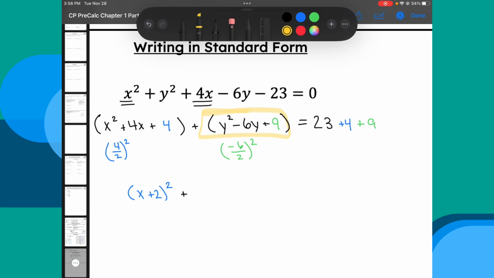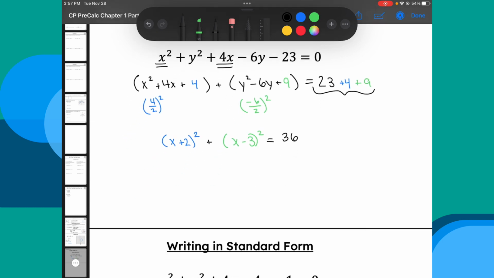This second quadratic is also factorable. That one's going to be factored into y minus 3 and y minus 3, or y minus 3 squared. I will just add all of these together, and we get 36. So from here, I now know that the center of that circle was at (-2, 3), and I can also tell you that the radius was equal to 6.